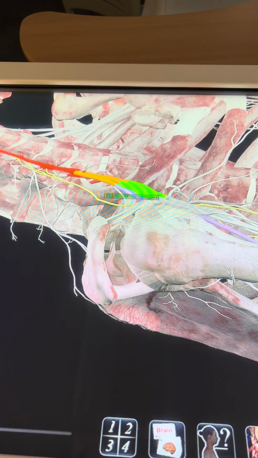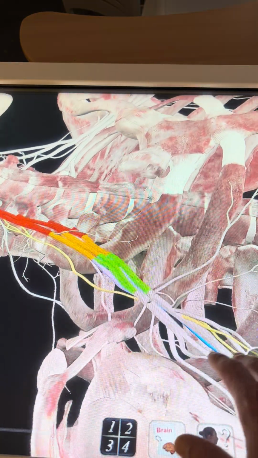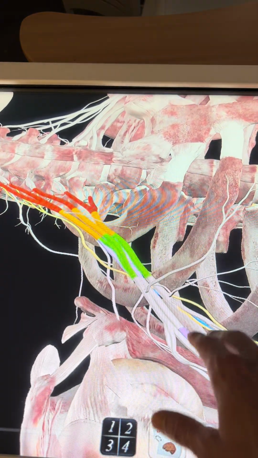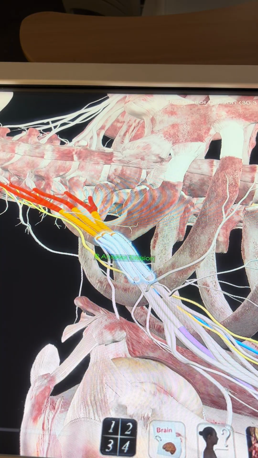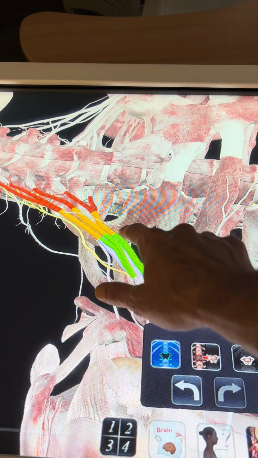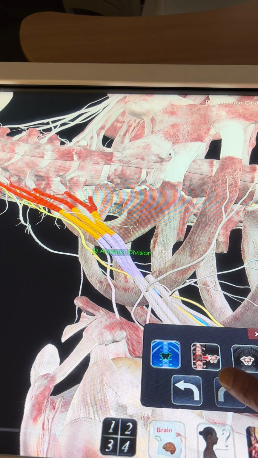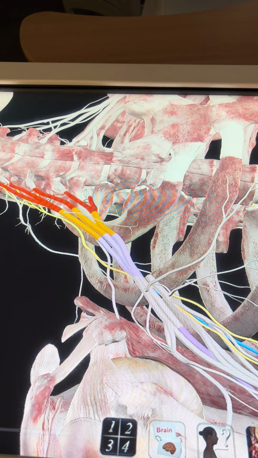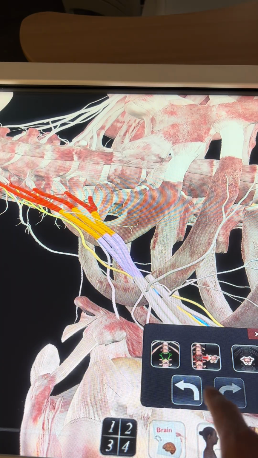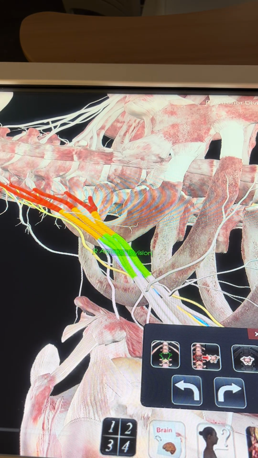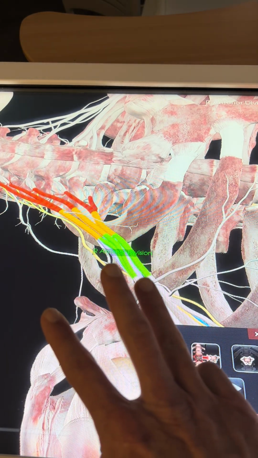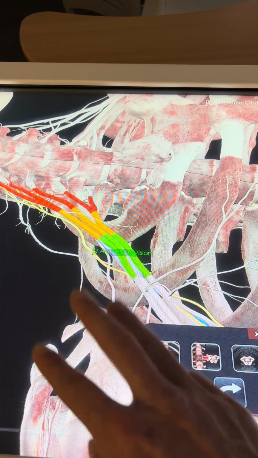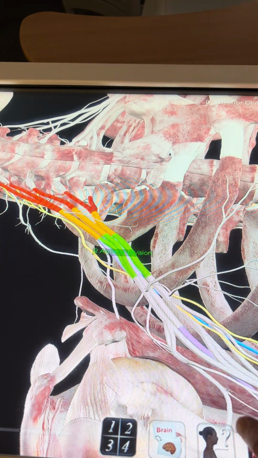I'll highlight it. Now, just for clarity, I'm going to remove the anterior division for a second. So let's get rid of our anterior division. And now what we can see really easily is that 1, 2, 3. So each part of the superior, middle, and inferior trunk came together, giving us our posterior division. And then we're going to put back that anterior division just over the top. So remember, there's 3 portions contributing to the anterior division. There's 3 contributing to the posterior division.